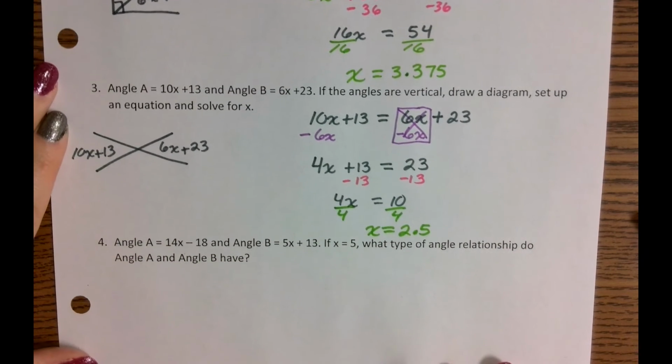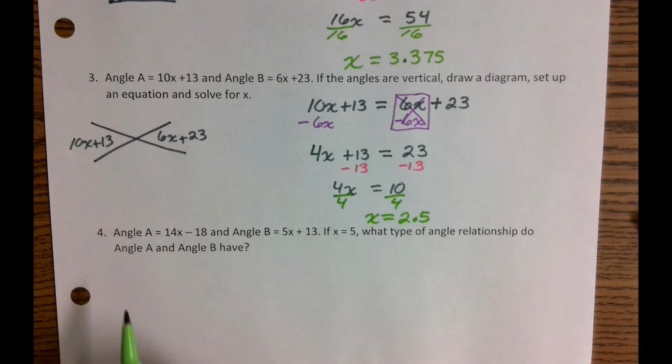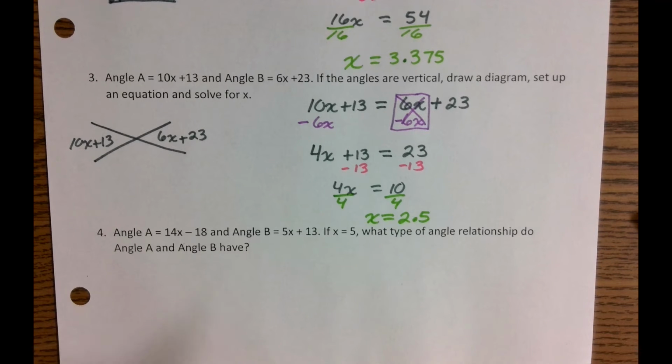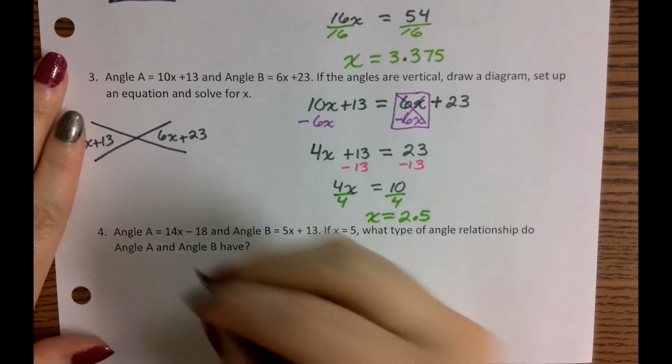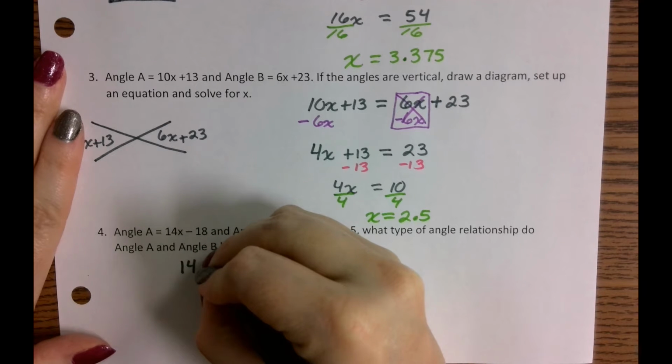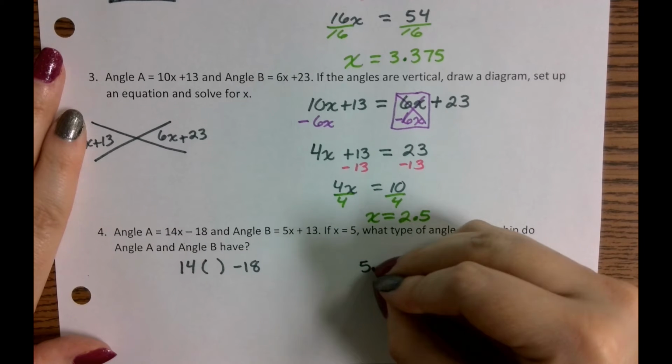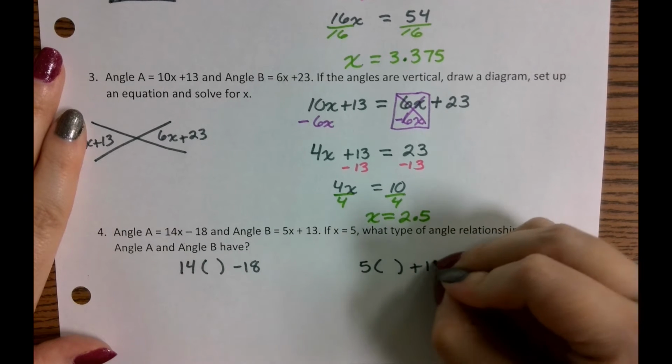All right, last one. Angle A is 14x minus 18. Angle B is 5x plus 13. If x is equal to 5, what type of angle relationship do angle A and B have? Okay, so for a problem like this, you're just going to set it up for substitution.